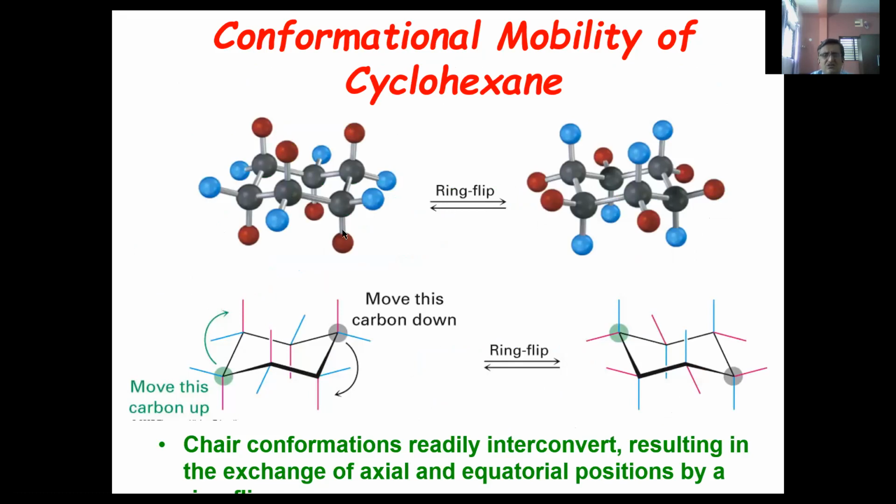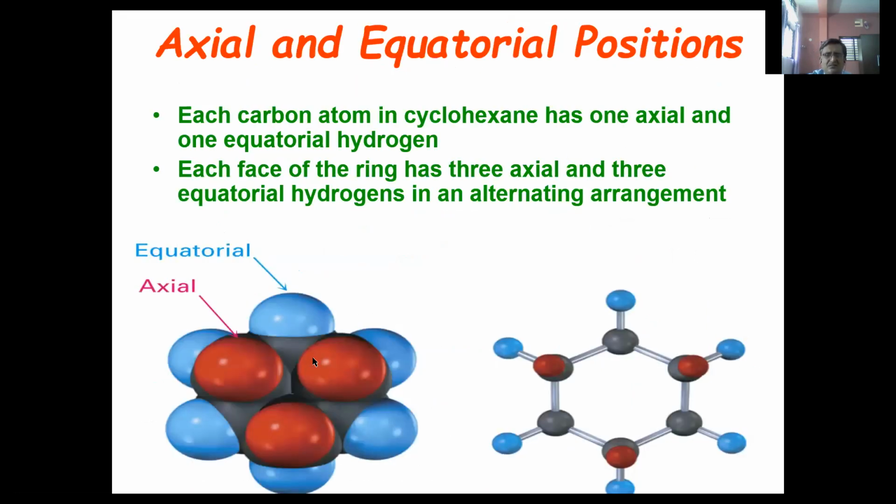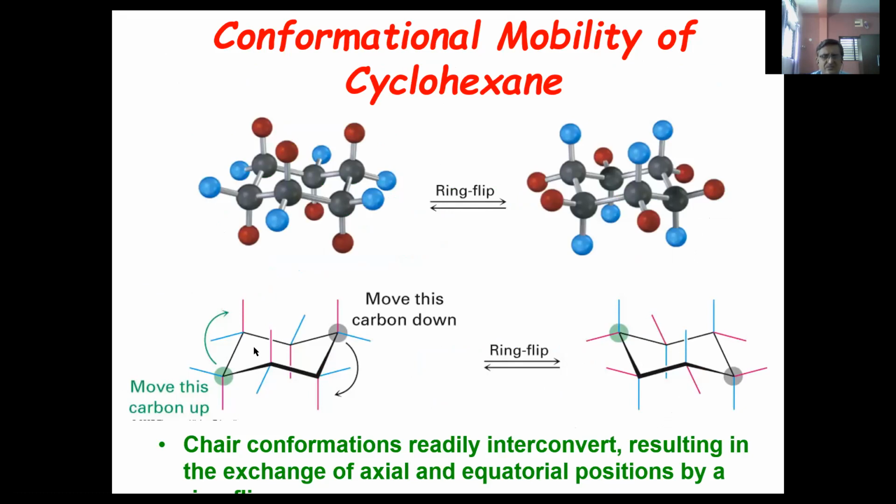They undergo some kind of flipping, the ring flipping, where you can see this equatorial bond. Soon after ring flipping, an equatorial bond becomes an axial bond. Chair conformations readily interconvert, resulting in the exchange of axial and equatorial positions by ring flip. If this is flipped, just you can see this is an axial and this is an equatorial bond.